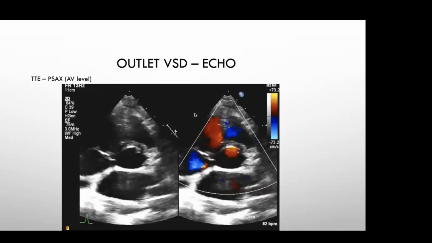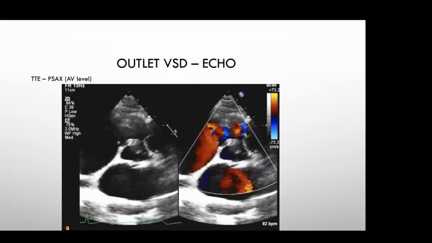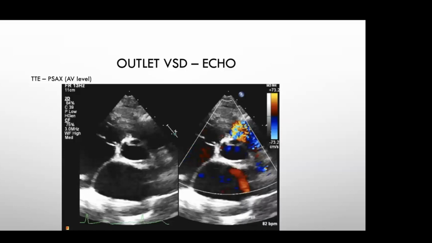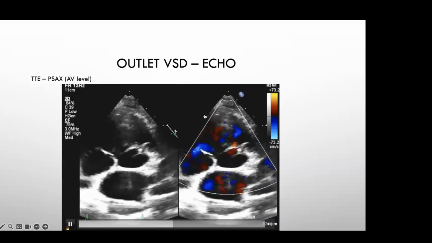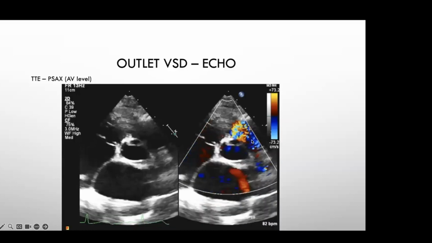So here we see an outlet VSD on transthoracic short axis. And so it appears sort of similar to the membranous VSD with high velocity flow, but the location is different, with it situated closer to the pulmonic valve, sort of past the 12 o'clock location.